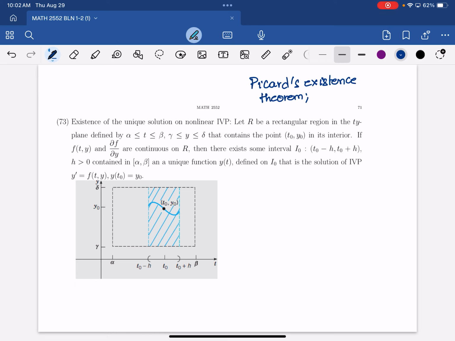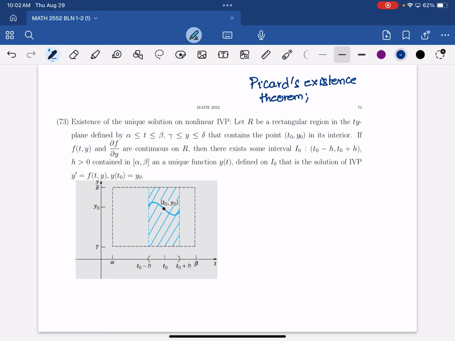Typically, the moment they see a first order initial value problem, they run to Picard's theorem and see, can I prove the existence? Picard's existence theorem is by the person Picard, somewhere in the 18th century. And I forget, he is one of the teachers of Leibniz or Newton, one of them. He came before them, I think, if my memory is right. If I'm wrong, I apologize for that.